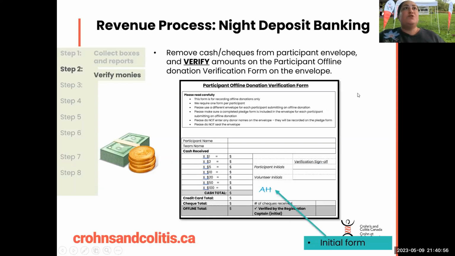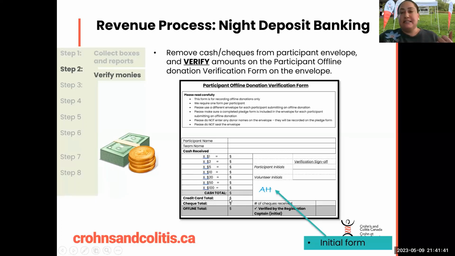Amara already mentioned this form. When the registration captain starts the counting process, they will look at the participant's offline donation verification form and remove the cash and checks from the envelope, because they need to verify the amount. But they don't need to look at the information on the pledge form, because that was already checked by the registration volunteer info checker. What the registration captain needs to do is count the money inside the envelope and confirm that the amount written here matches what is received.